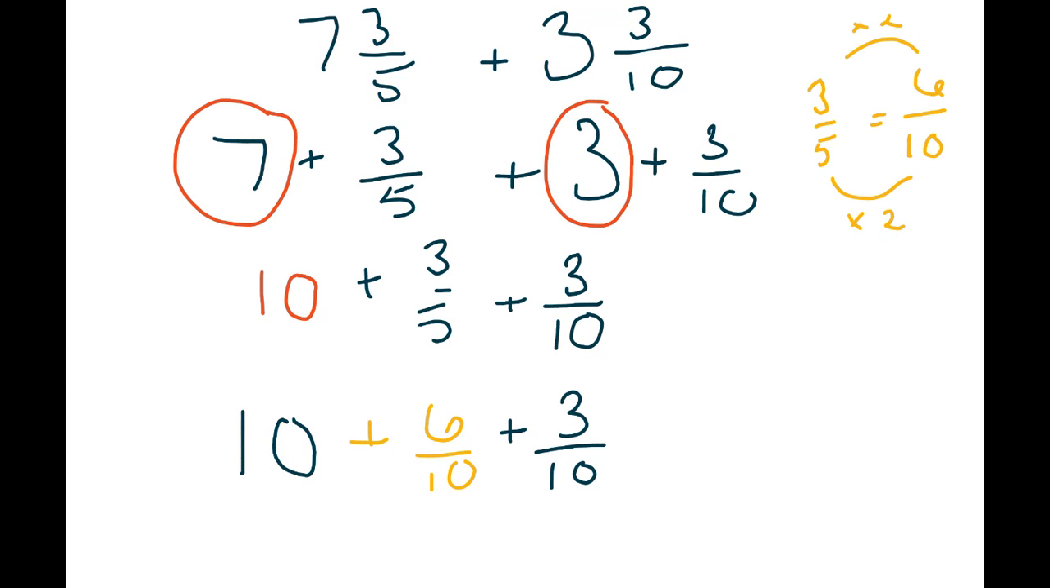So now I can add my fractions together. Remember, when we're adding fractions, we can add straight across if it has the same denominator. So that means that I have 10 plus 9 over 10, because 6 plus 3 is 9, and I'm keeping my denominator the same. So my final answer is going to be 10 9/10.